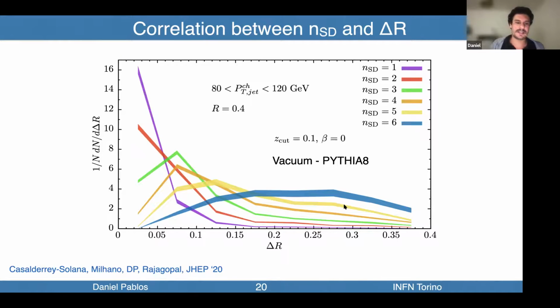At this point, I hope it has become pretty obvious, and this is even the case for a shower which is not strictly angular ordered, but which, of course, being a QCD jet, has the features of jet collimation, which preserve the logic that I just explained in the slides before.